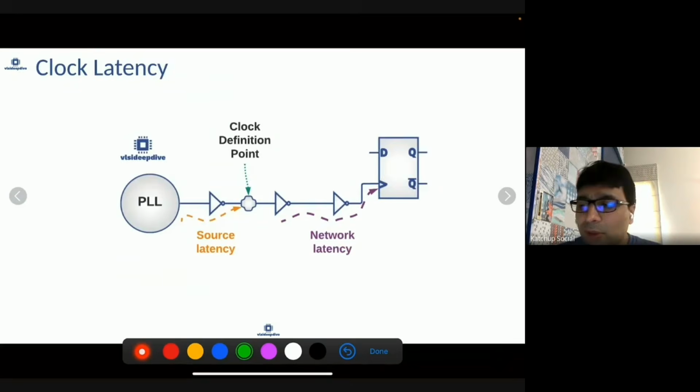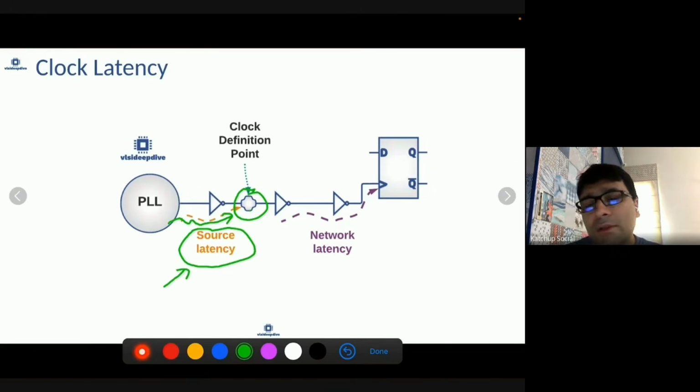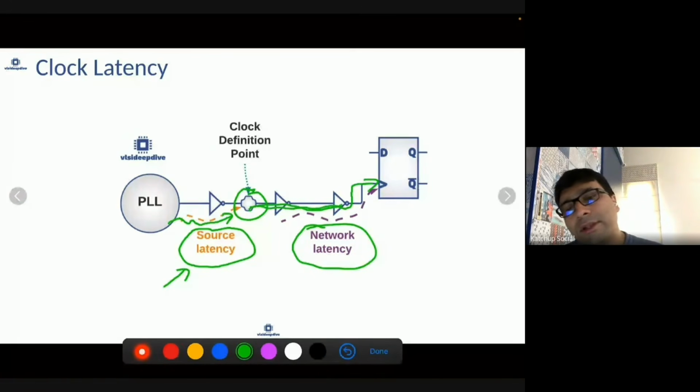In addition to that, some other terminologies involved: let's say you define a clock at this particular point, from the clock source, which is a PLL, and let's say you define a generated clock here. The delay used is known as source latency, or delay in the source path. From the clock definition point to the flop pin, the delay involved is known as network latency. So this is the latency on the clock network path, and this is the latency from the clock source to the clock definition point.